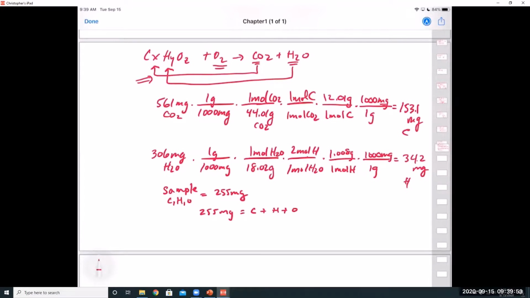And we're not doing anything with the oxygen that came from the air, right? We're not doing that because we know how much carbon there was, we know how much hydrogen there was, and now we're purely taking our original mass and calculating the oxygen directly. So if you do this, you get 255 mg is equal to 153.1 mg plus 34.2 mg plus X, and you get 67.6 milligrams. So the mass of oxygen is equal to 67.6 milligrams.